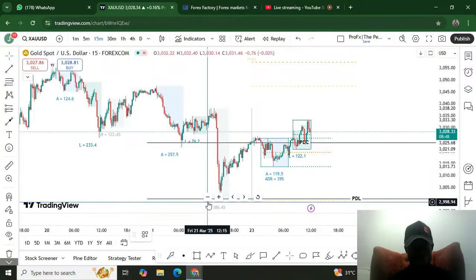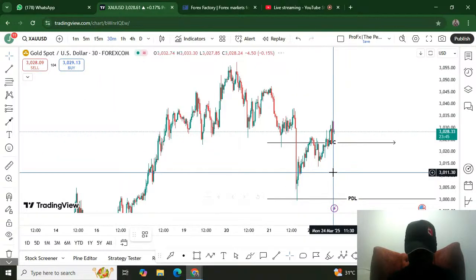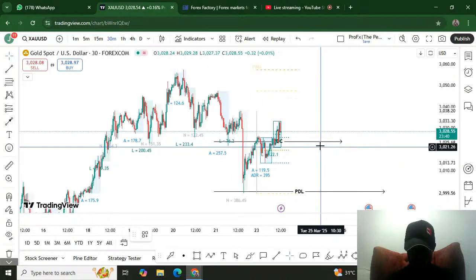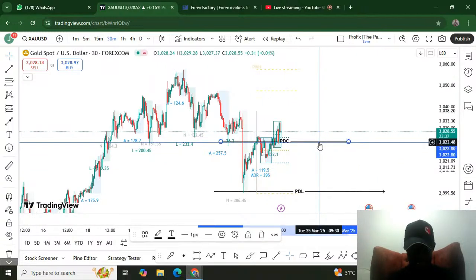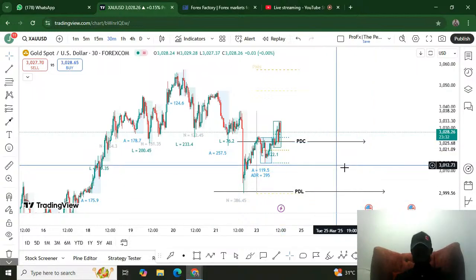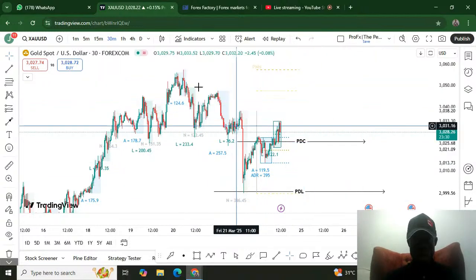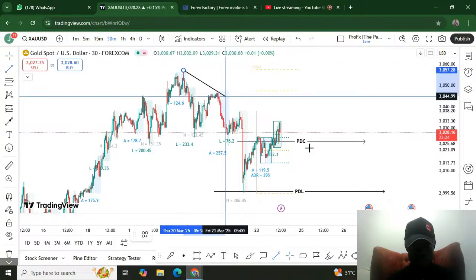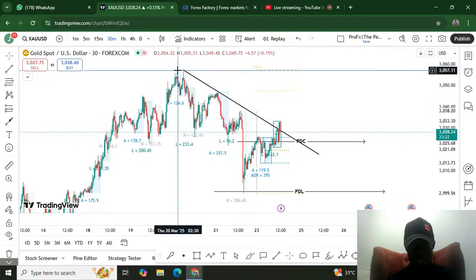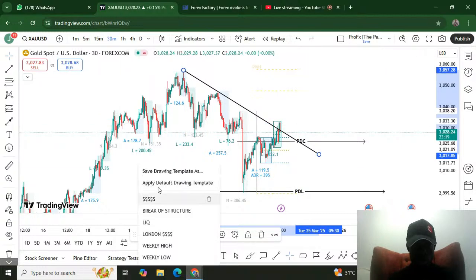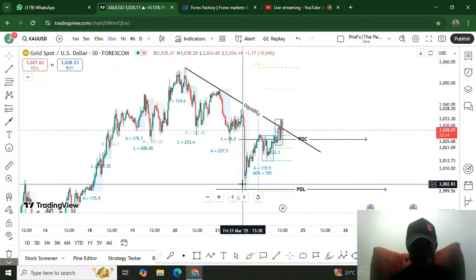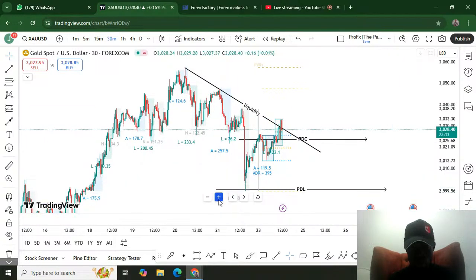Mind you, structure is also going to be included. We are doing this in line with structure, not outside it. Looking at the structure currently, we are bearish. We have this mark from this morning. We are in a bearish structure, and we expect price to pull back into this order block. That was our expectation.